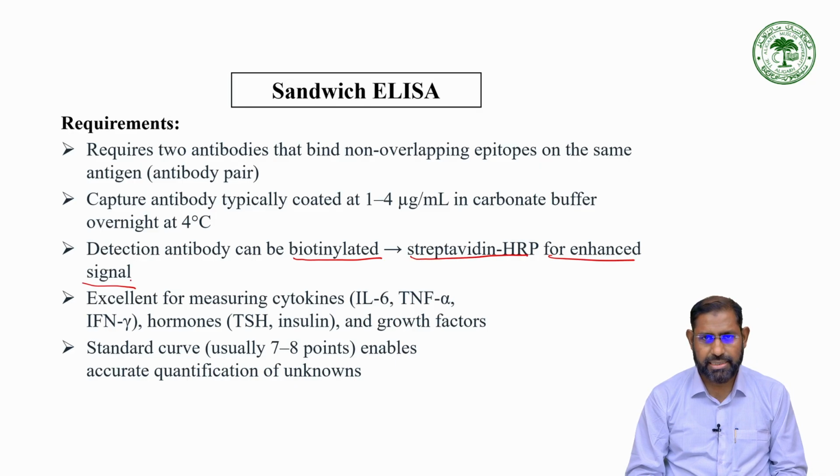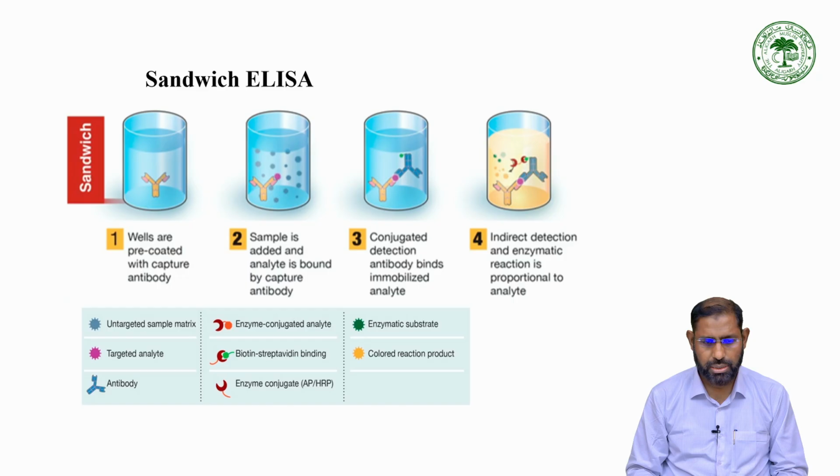It is an excellent assay for cytokine expression studies, like interleukin, TNF, IFN, and hormones like thyroid stimulating hormone, insulin, and growth factors. A standard curve, usually drawn with 7 to 8 points, enables accurate quantification of the unknown. Now, this is sandwich ELISA.